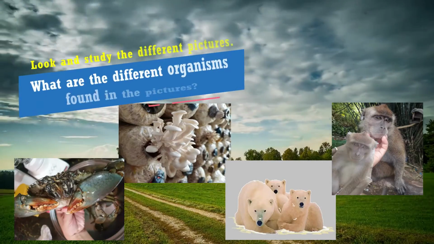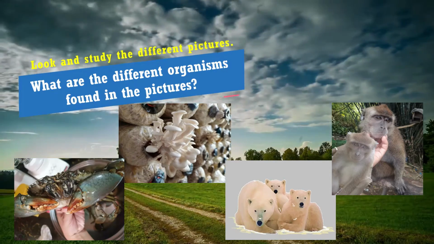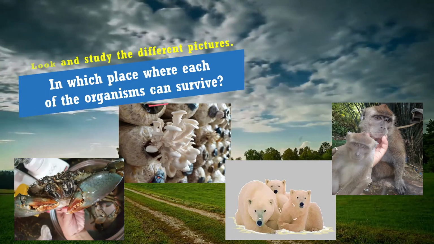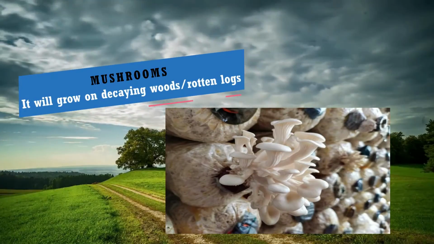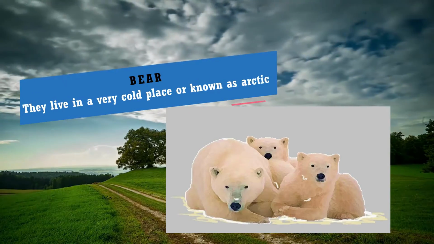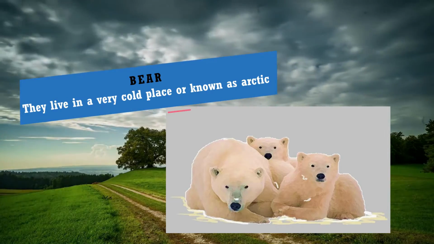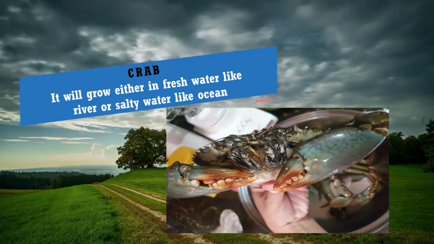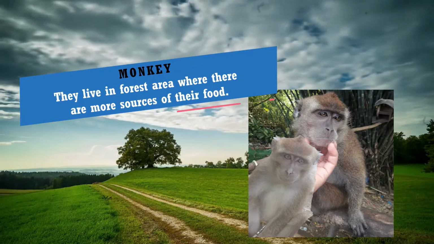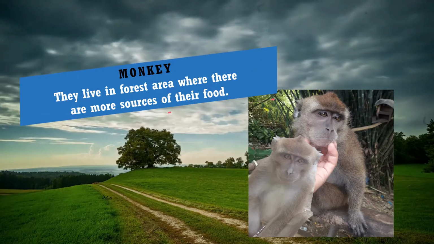Look and study the different pictures. What are the different organisms found in the pictures? In which place can each of the organisms survive? Mushrooms. They will grow on decaying wood or rotten logs. Bear. They live in a very cold place known as the Arctic. Crab. It will grow either in fresh water like a river or salty water like the ocean. Monkey. They live in forest areas where there are more sources of their food.